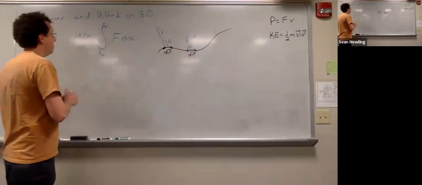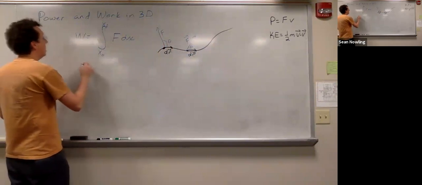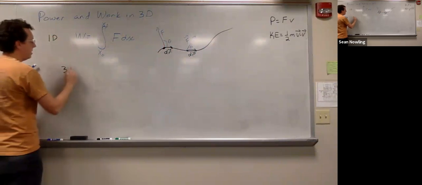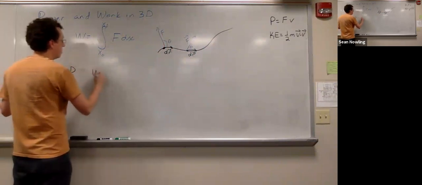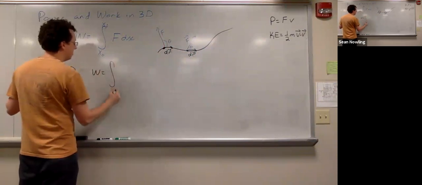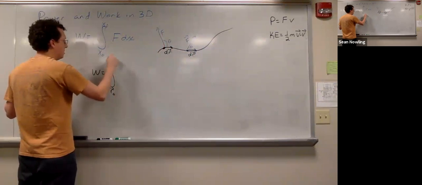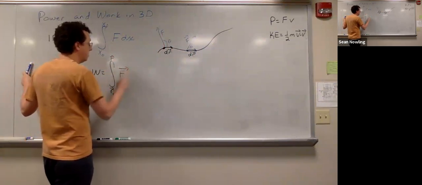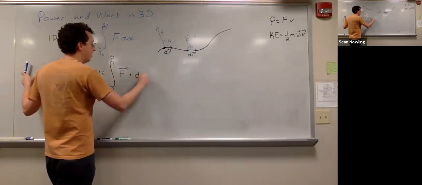And you'd want to rewrite this, and it turns out the appropriate way to define work in 3D. So this was for 1D. For 3D, or in generality, work equals the integral from the initial position to the final position of the force, as a function of whatever it's a function of, as a vector, and you take the dot product with the dr vector.